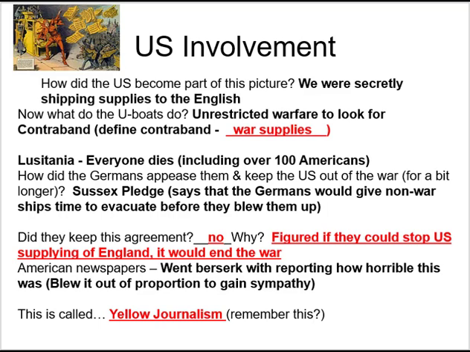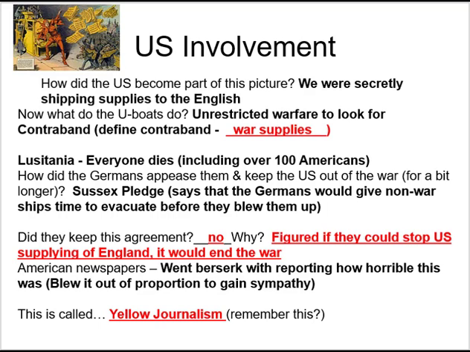Germany is going to kind of try and appease the U.S. from getting involved when we start throwing a fit about the Lusitania by doing the Sussex Pledge. The Sussex Pledge says the Germans are going to give non-war ships time to evacuate before they blow it up. They don't keep to this agreement. But they figure they can give the agreement and then ignore it, because if they can stop the U.S. from supplying England, they can end the war quickly, and then it's done.